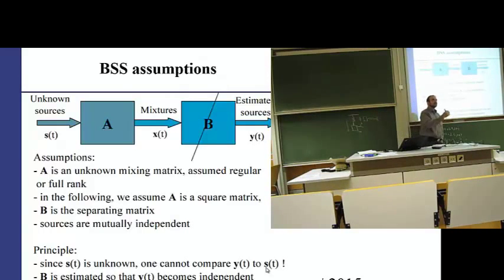Using this independence, we will get many things, and the ICA algorithm as a result. So S of T is unknown, and we cannot compare Y of T to S of T. We will see later why. Because we have this ill-posed inverse problem: we only see this observation and we have this many unknowns on the right-hand side. It's not possible to say that, okay, I will estimate the sources S1, S2, and name them Y1, Y2, based on this definition.